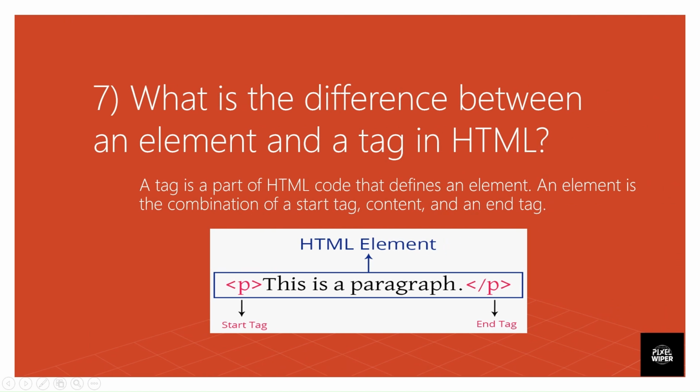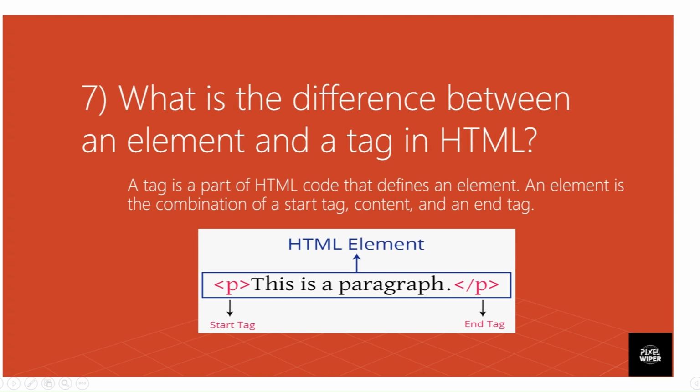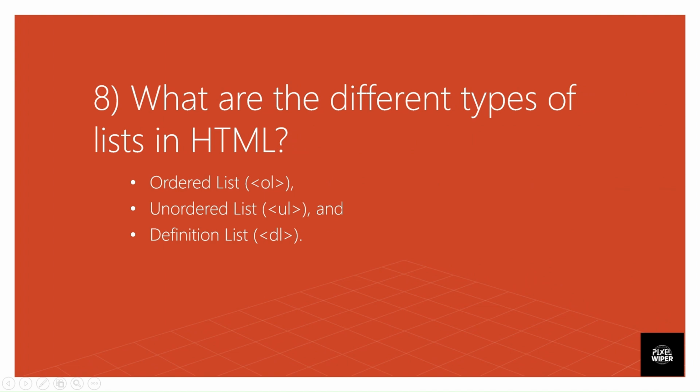What is the difference between an element and a tag in HTML? A tag is a part of HTML code that defines an element. An element is a combination of a start tag, content, and an end tag. Below image shows the difference. What are the different types of lists in HTML? Ordered list, unordered list, and definition list.